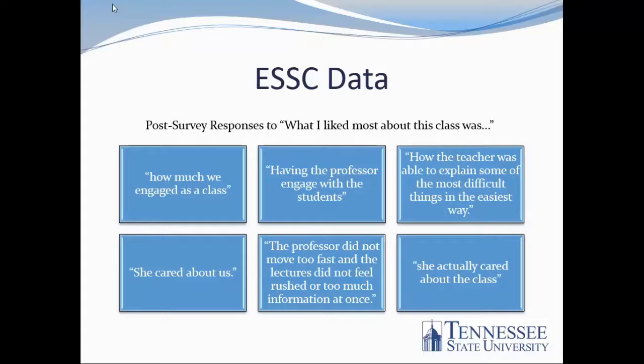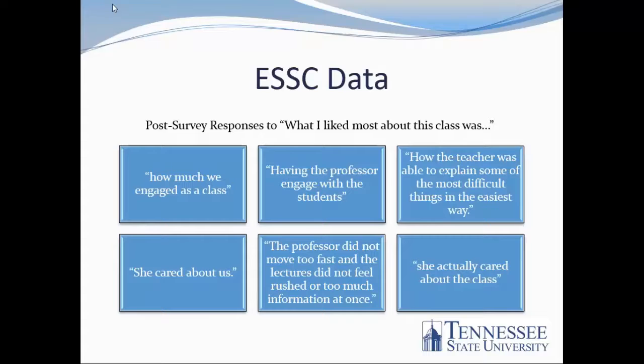And if you recall, that was one of the statements in the pre-survey, when we asked the students how they learned, whether they needed the professors to explain things well in order for them to learn. So this speaks to that. And some of the other statements that students gave spoke about how much the professor cared. One student responded that she cared about us. Another, that she actually cared about the class. And another statement refers to how the teacher taught. The professor did not move too fast, and the lectures did not feel rushed or like too much information at once.